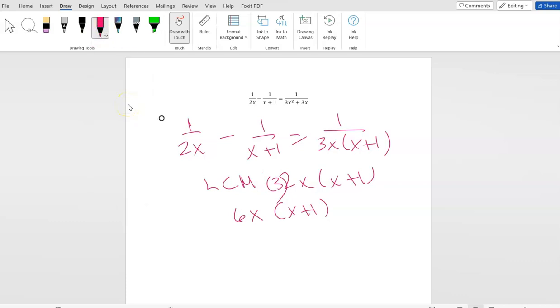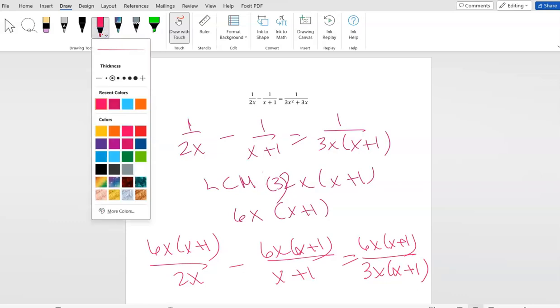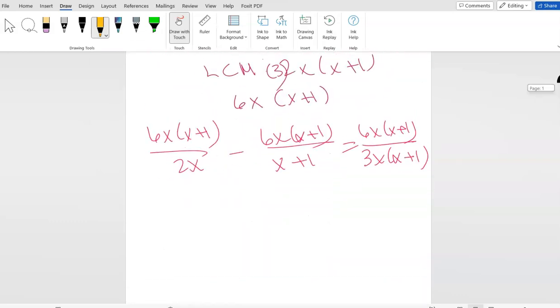Now what I'm going to do is I'm going to multiply through by this. So here's x plus 1 over 2x, 6x, x plus 1 over x plus 1, and then this is 6x, x plus 1. I'm doing the same thing to each, so it doesn't matter what I do. Now, obviously, these were all 1, so I didn't have to do anything, but if I had a number up there, I would, of course, have to multiply and distribute that through.